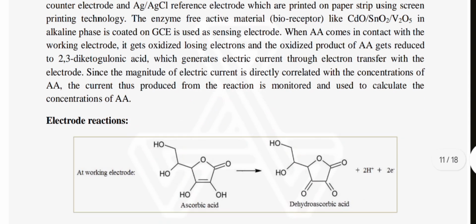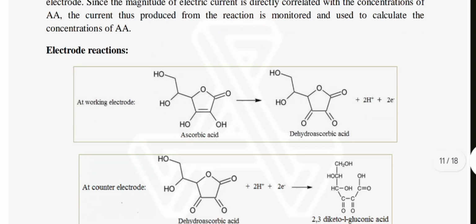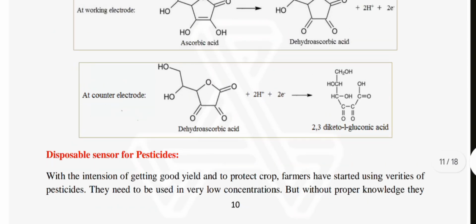Electrode reaction. At the working electrode, ascorbic acid gives dehydroascorbic acid. At the counter electrode, dehydroascorbic acid plus 2H+ gives 2,3-diketo-1-gluconic acid. Disposable sensor for pesticides.